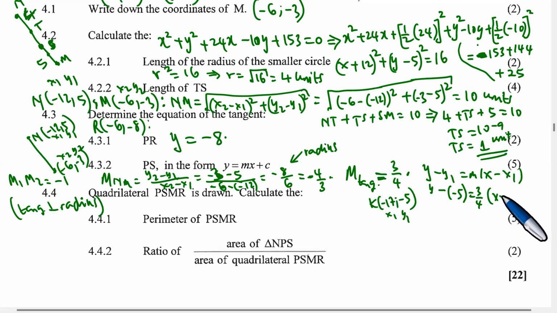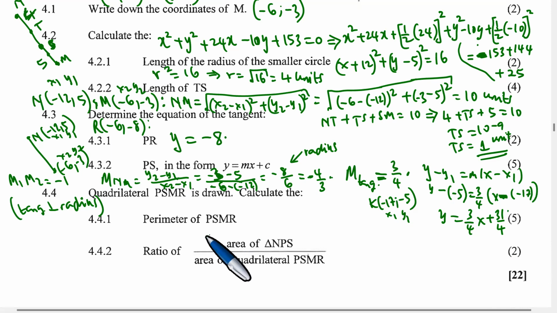x minus x1, which is exactly minus 17. So y is equal to 3 out of 4 x plus 31 out of 4. So we have found the equation exactly in the required form, y equals mx plus c.